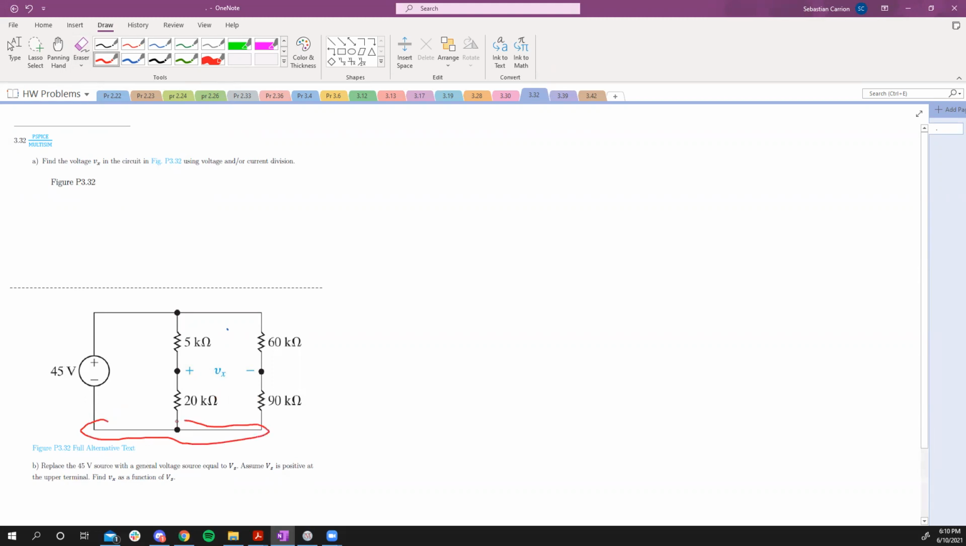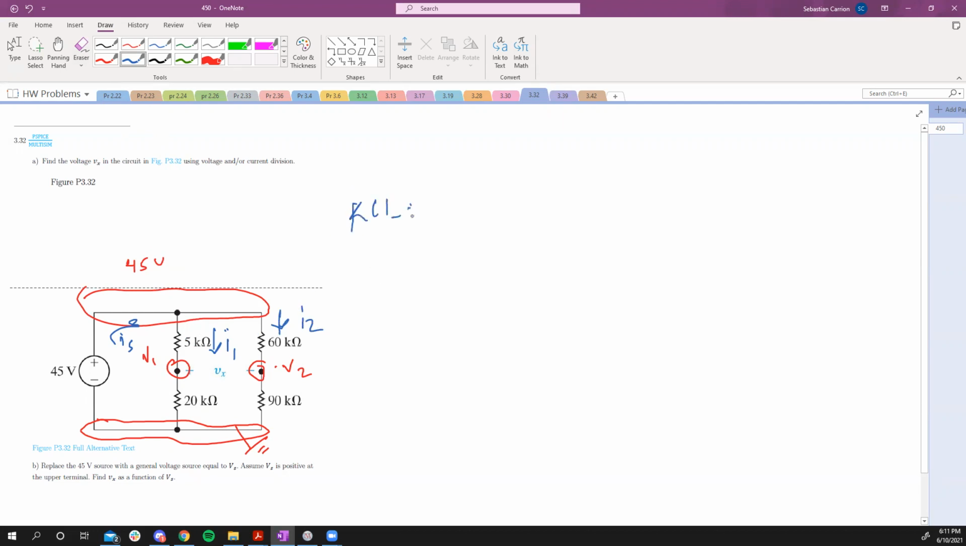I'm going to label this as ground. I'm going to call this 45 volts, V1, and then V2. And then we have currents. So we have the current IS going into the node, and then we have two currents coming out. I'm going to say KCL: IS equals I1 plus I2.